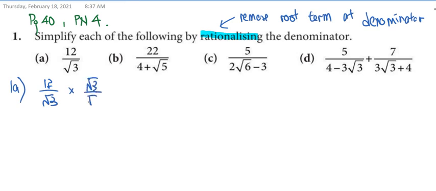Alright? So, like what Jasvan said, I need to multiply by square root 3 over square root 3. Numerator times numerator, denominator times denominator. But please remember to reduce to lowest term, because 12 is divisible by 3. We will get 4 root 3 as the final answer. So this one is quite straightforward. Just get rid of the root term.